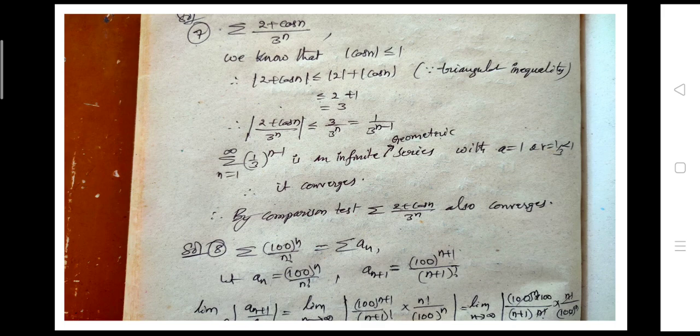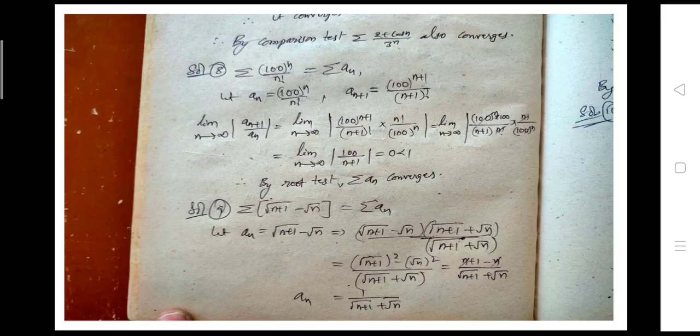Solution 8: sigma 100 power n by n factorial is equal to sigma a_n. Let a_n be equal to 100 power n by n factorial, and a_(n+1) is equal to 100 power (n+1) by (n+1) factorial. So by the ratio test it is written as the limit as n tends to infinity of mod a_(n+1) by a_n, which is equal to the limit of modulus of 100 power (n+1) by (n+1) factorial into n factorial by 100 power n. Simplifying, we get the limit as n tends to infinity of modulus of 100 by (n+1). Now applying the limit, that is 0. 0 is less than 1, and less than 1 means by the ratio test sigma a_n converges.